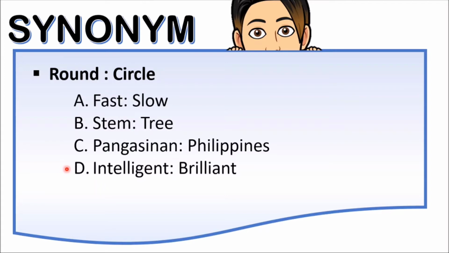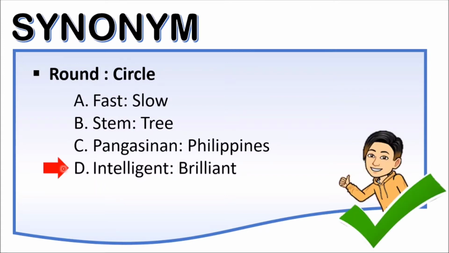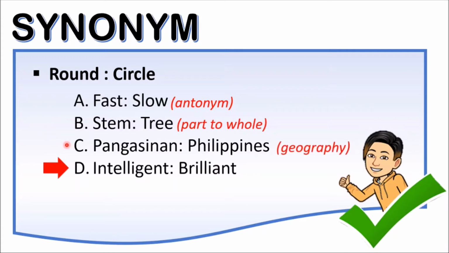If your answer is letter D, then you are correct. Because letter A, fast is to slow, is actually an antonym analogy. Letter B, stem is to tree, part to whole analogy. Letter C, Pangasinan to Philippines, this is an analogy of geography. Therefore, the correct answer is letter D.